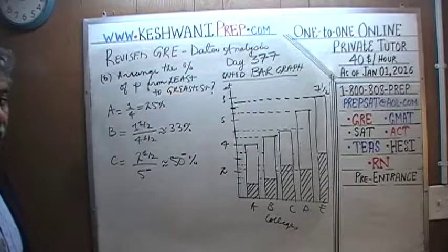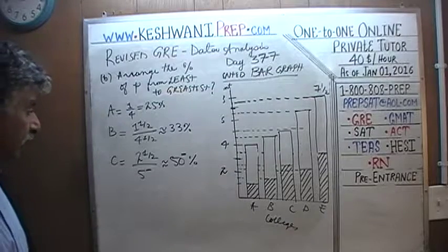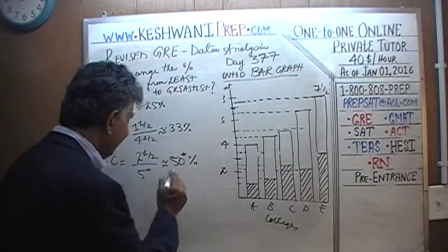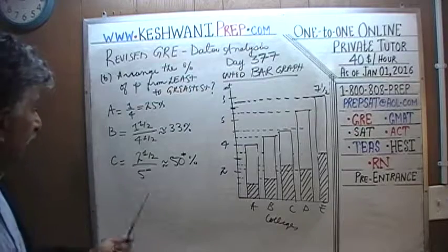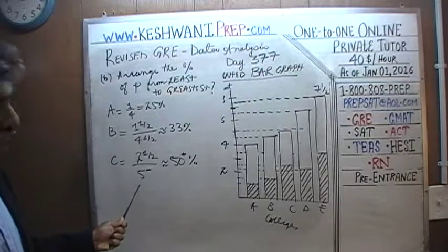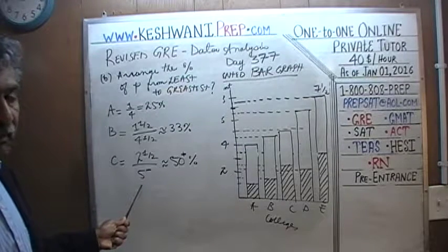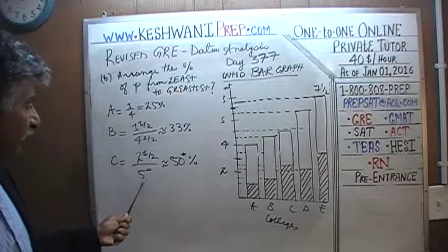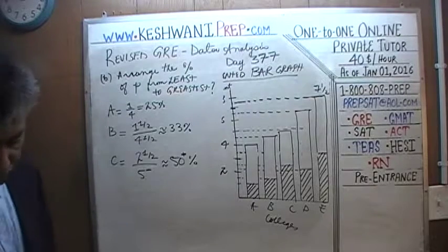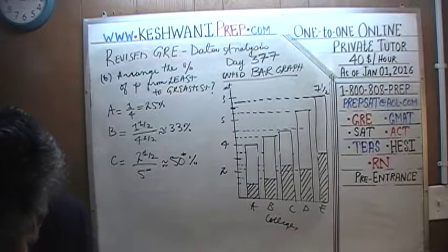Actually, it's not slightly under 50%. Somebody should have corrected me. It's going to be slightly more than 50%, because we are dividing 2.5 by a smaller number. It's not exactly 5. Maybe it's 4.99, maybe it's 4.95. If you divide by a smaller number, the percentage will be slightly more than 50. Can't believe I made a mistake like that.